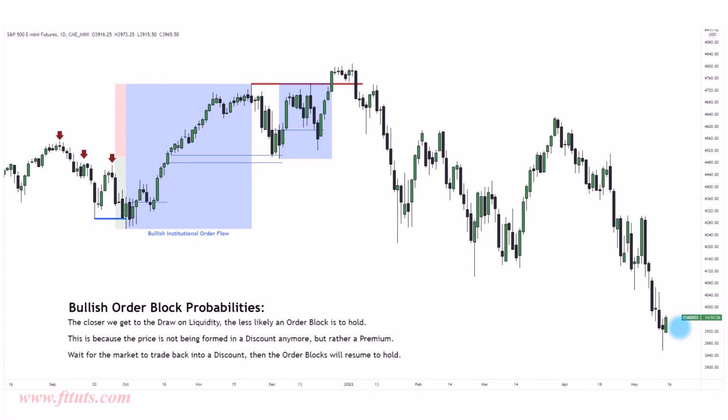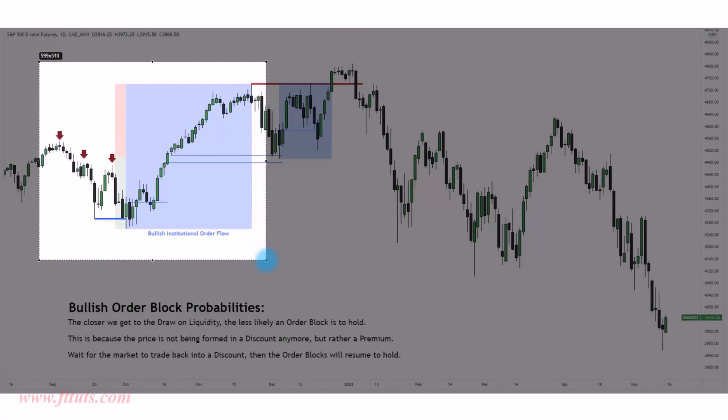Now let's talk a little bit about bullish order block probabilities. The closer we get to the draw on liquidity, the less likely an order block is going to hold. Let's explain this. Here you can see that if price comes and tests the order block, it's going to hold, because if we look to the left, price is in a discount and we've just taken out an old low. We're extremely in a discount here. Even if we took the range high here to range low here, this would be a discount.